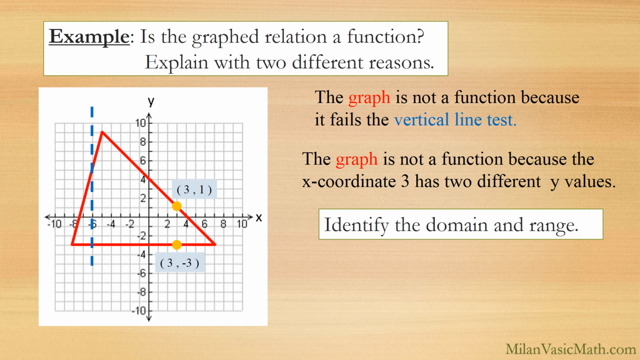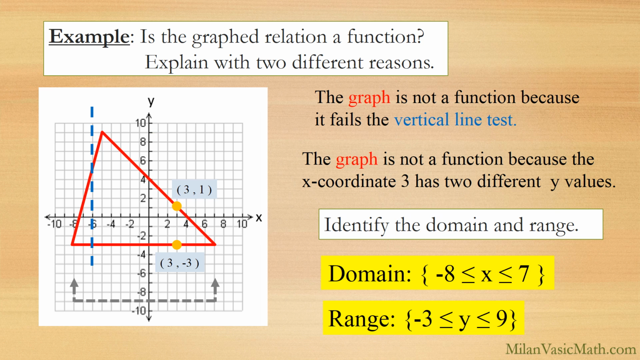If we were to identify the domain and range, we have a continuous domain in this graph, and you can see the domain stretches all the way from when the x is negative 8 to when the x is 7. So we write that domain as a compound inequality. So the domain is negative 8 is less than or equal to x, which is less than or equal to 7. Similarly, the range, the lowest range is negative 3, and the highest range here is at 9. So we write the range as a compound inequality as well.